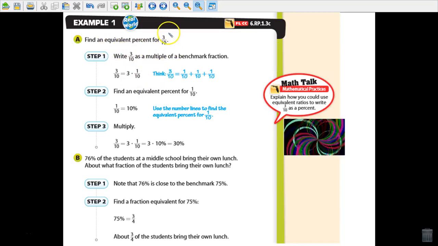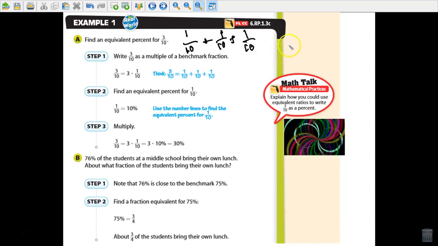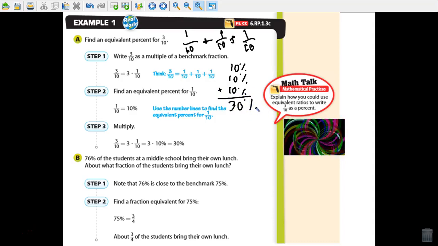Find an equivalent percent for 3/10. So they tell you to do it this way. Find the benchmark fractions. 3/10 would be 1/10 plus 1/10 plus 1/10, because there's 3 of them. And what's 1/10 but 10%? 10%, 10%. You add them all together, you get 30%. You don't have to do that, okay?